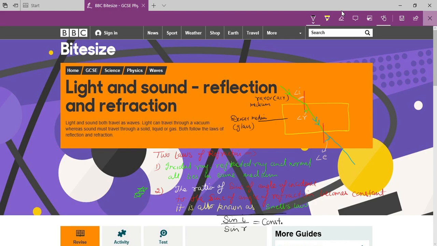So it is your second law. It is also known as Snell's law. Do you understand that?